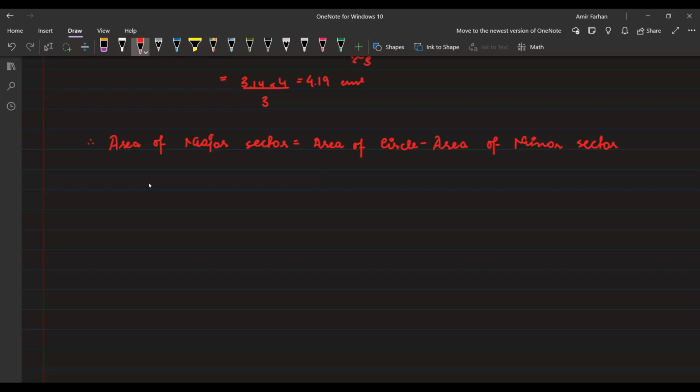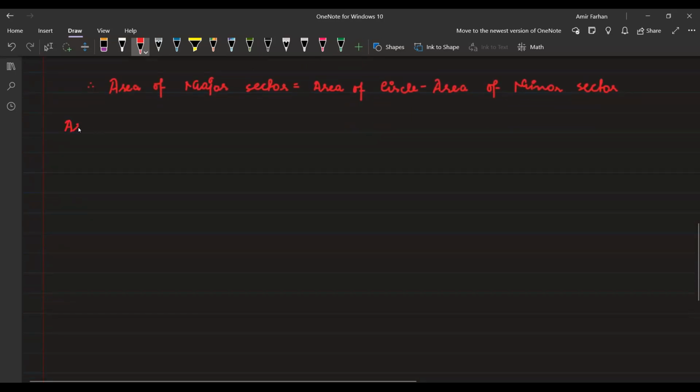Now calculate the area of circle. That is pi r square. That is 3.14 into 4 into 4. So it is coming out to be 16 into 3.14. Okay, that is coming out to be 46.1.